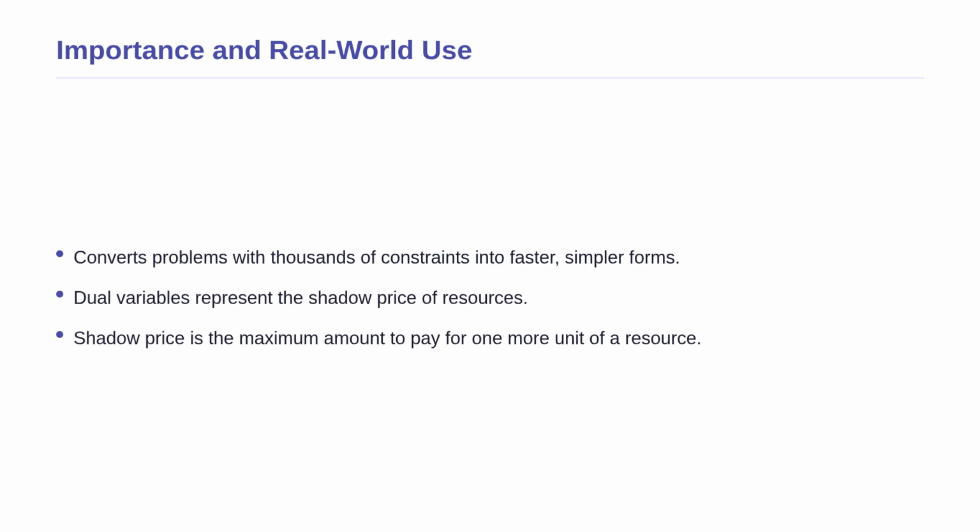In the real world, businesses often face problems with thousands of constraints, but only a few variables. Solving such massive problems directly takes a lot of computer power. By converting to the dual, thousands of constraints become thousands of variables, and the few variables become a few constraints, which computers solve much faster. Furthermore, the dual variables represent the shadow price, telling a company the maximum amount of money they should be willing to pay to get one more unit of a resource.